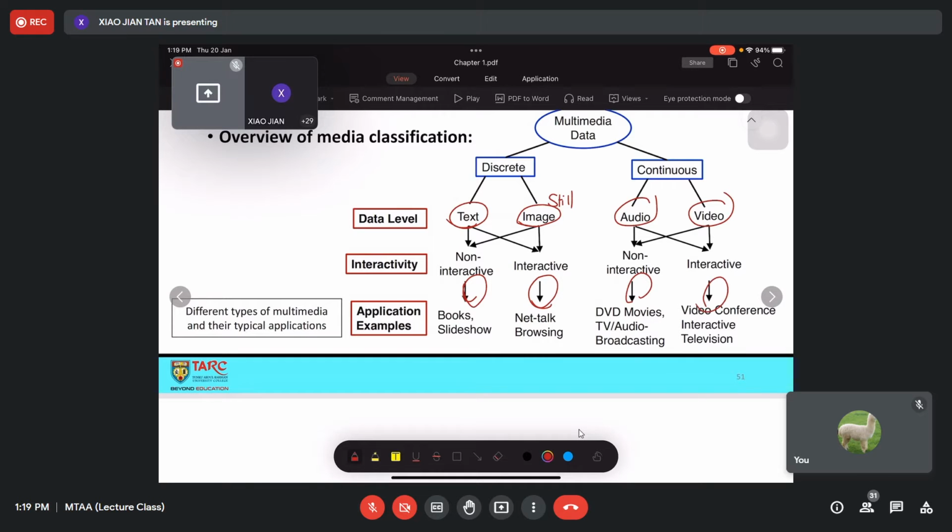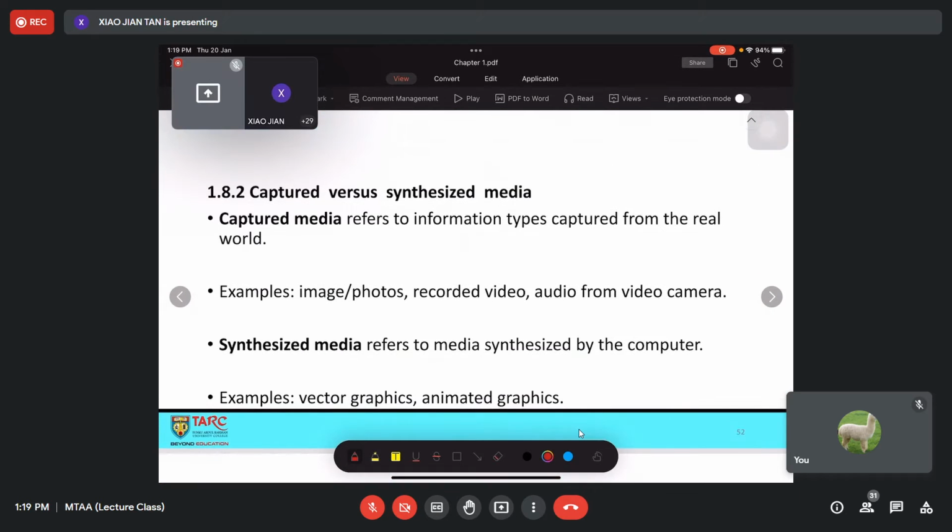Okay, so capture versus synthesis media. Capture media refers to information types captured from the real world. Which means like a video recorder, like a mobile phone, you open up the camera and you capture the video. But for synthesis, I believe you all have been using Matlab since you are in your second final semester. Maybe some of you are doing image processing. So basically, you can code up in Matlab.